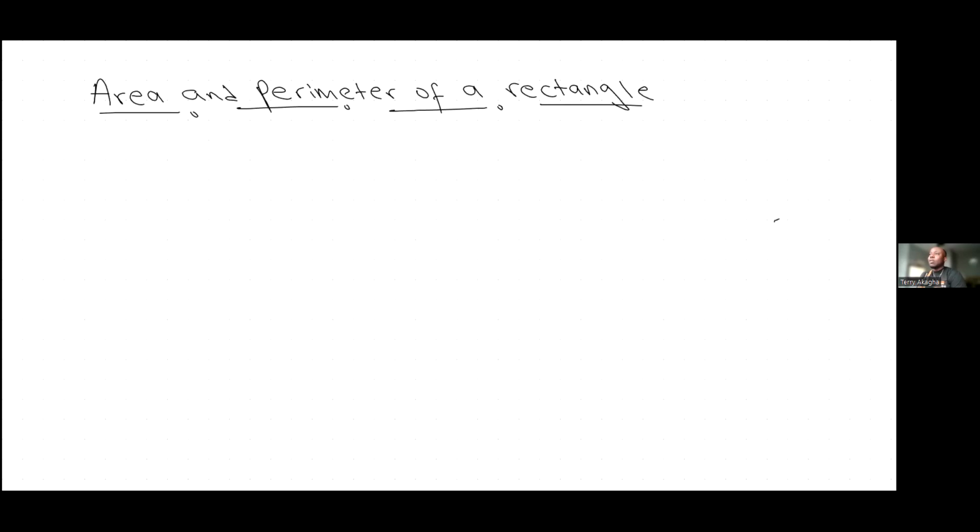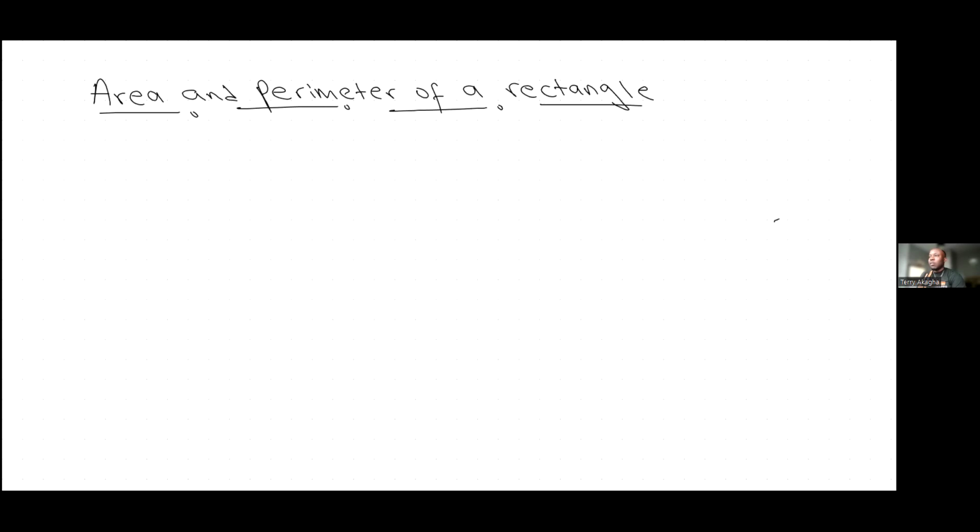So we've been talking about finding the area and perimeter of two-dimensional shapes. We've talked about how to find the area and perimeter of a square. Now we want to find the area and perimeter of a rectangle. So basically, a rectangle is a two-dimensional closed shape with four sides. So that means a rectangle looks like this.